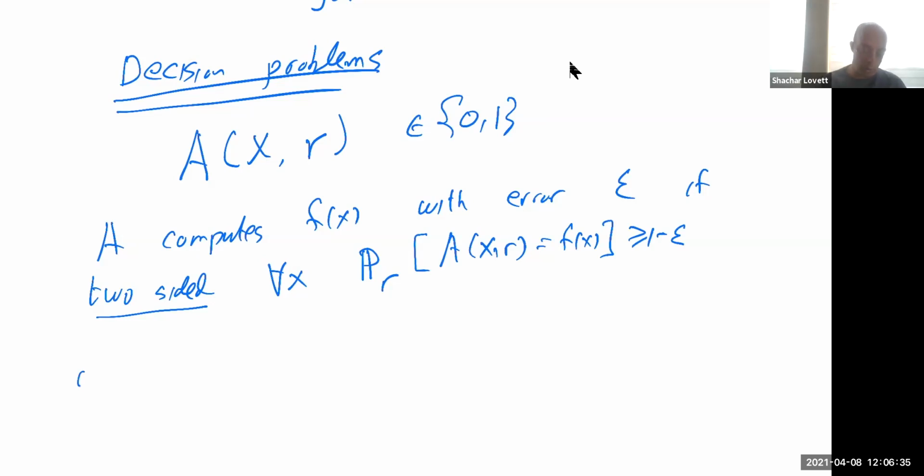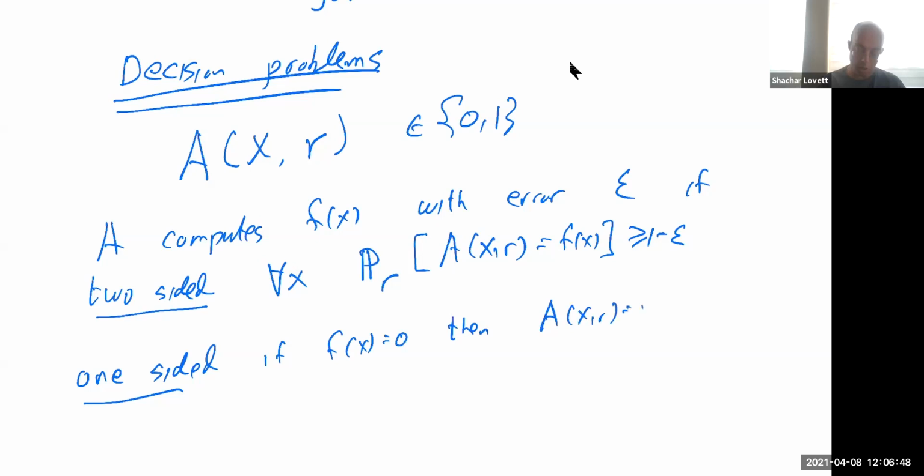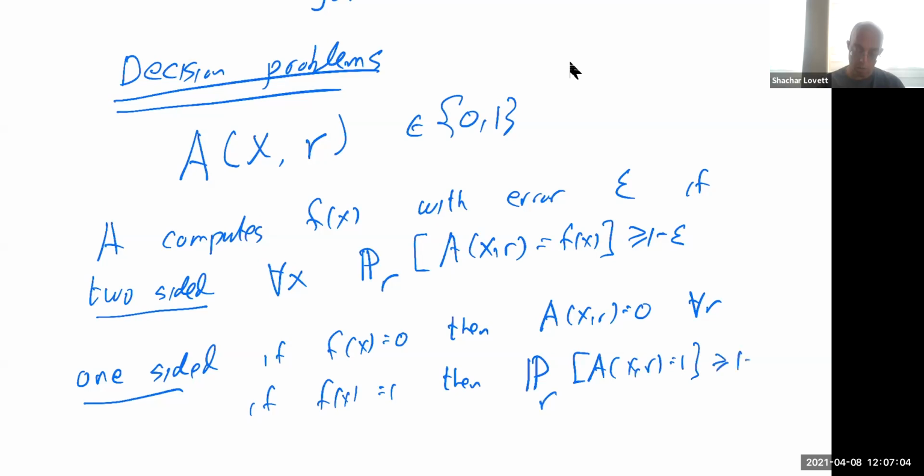There's also a one-sided notion, where for one of the answers there's no error. So if f of x, for example, is 0, then A(x, r) is 0 for all r. But if f of x is 1, then the probability over r that A(x, r) is 1 is at least 1 minus epsilon. Okay.